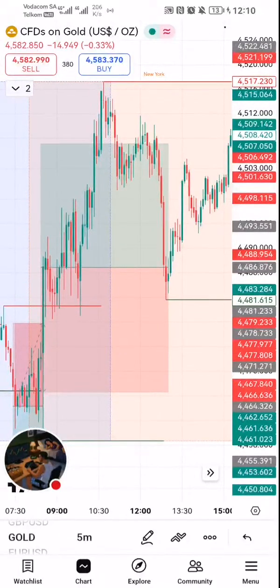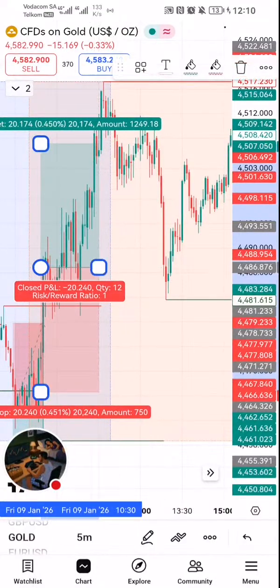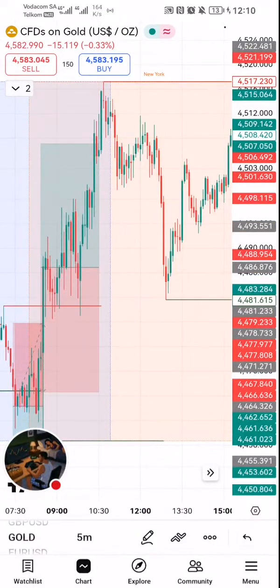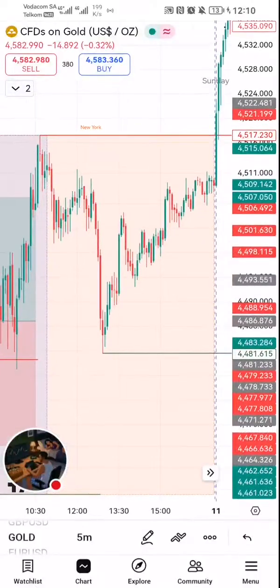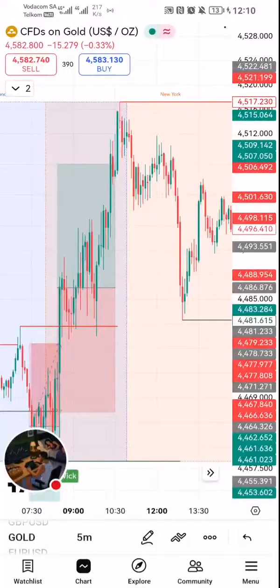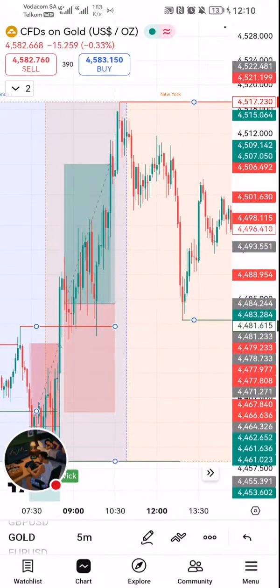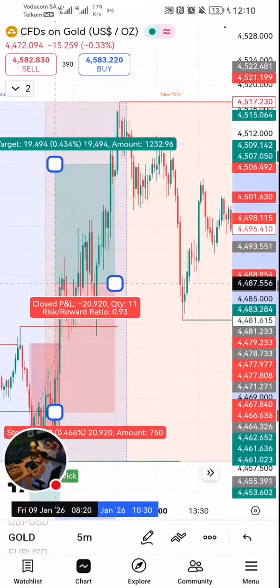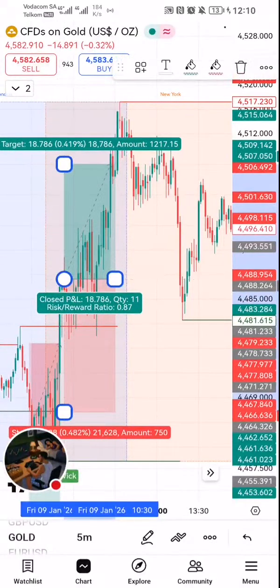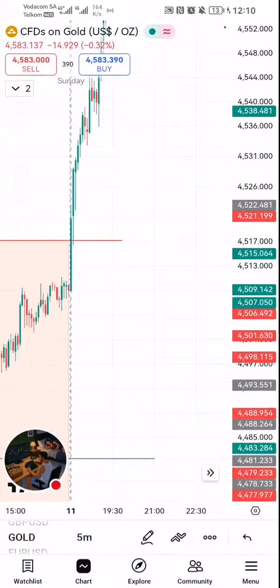I think so. You know, that's a simple one-to-one risk reward ratio. As soon as that candle closed above there, as you can see, as soon as the candle closed above, there was gonna be a simple one-to-one risk reward. It's self-explanatory, guys.